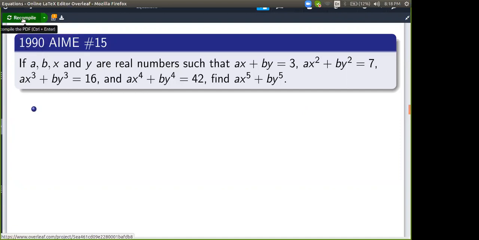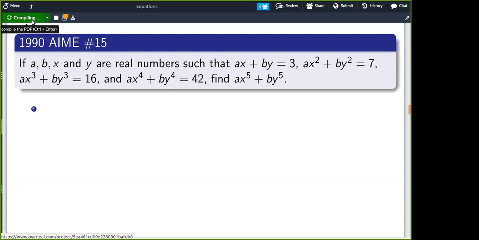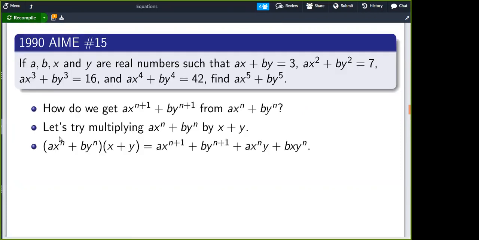this is what happens when we expand this product. As we wanted, the first two terms are what we wanted, and the second two terms, you'll notice that they're both divisible by xy. So we can try to factor that out here.